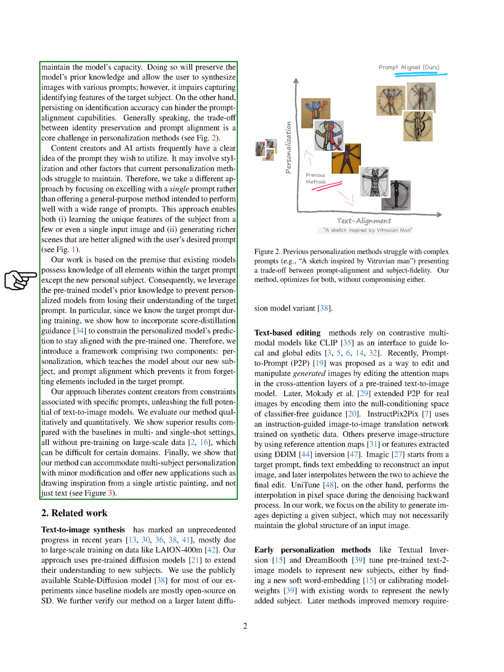Our method is based on the idea that existing models already know about all the elements in the target prompt, except for the new personal subject. So, we use the pre-trained model's prior knowledge to prevent personalized models from losing their understanding of the target prompt. We introduce a framework that includes two parts: personalization, which teaches the model about the new subject, and prompt alignment, which keeps the model from forgetting elements included in the target prompt. This approach frees content creators from the constraints of specific prompts and unlocks the full potential of text-to-image models.